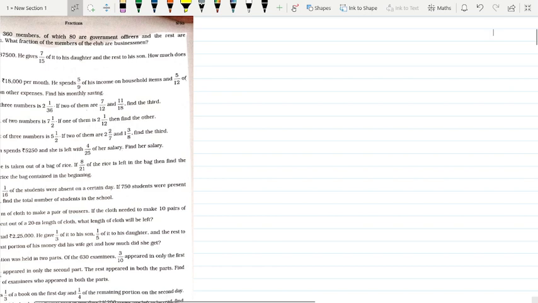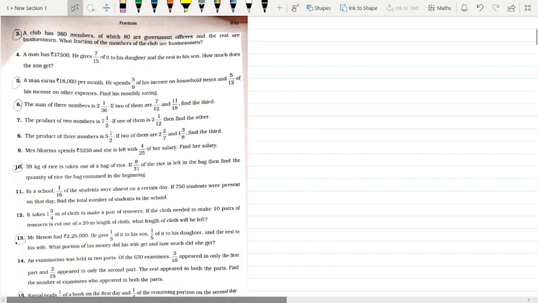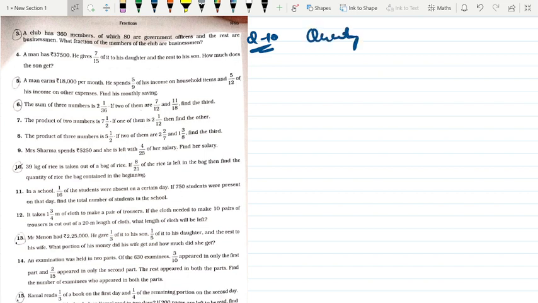Okay, now let's move to the next question and the last question of today. Question number 10. Quantity of rice is given. Quantity of rice is equal to x kg, we will assume here. And read the question: 39 kg of the rice is taken out of the bag of rice. 8 upon 21 of the rice is left in the bag. Find the quantity of rice.